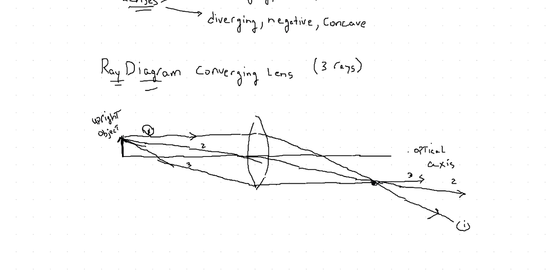The point here where it hits the optic axis, we're going to call capital F. I'll write it up here. Capital F is called the focal point of the lens.